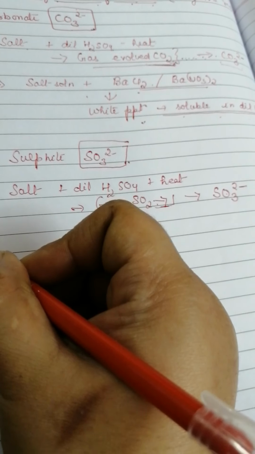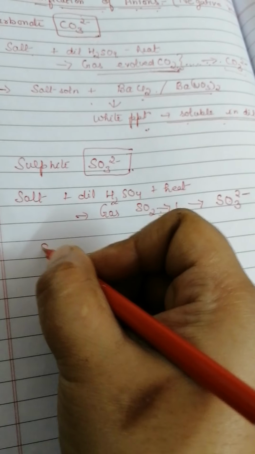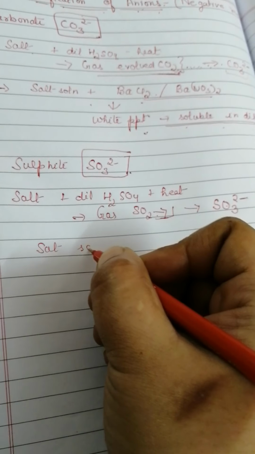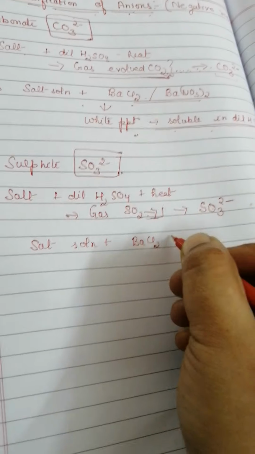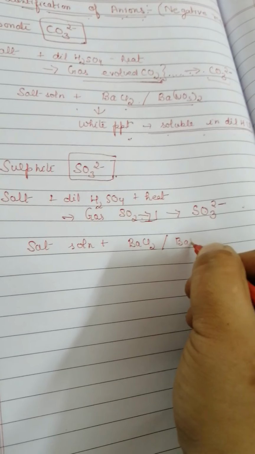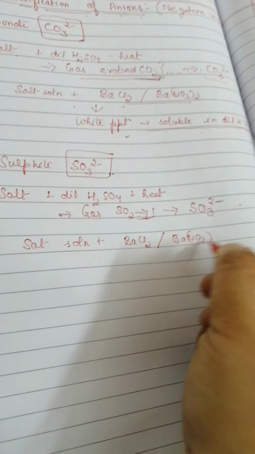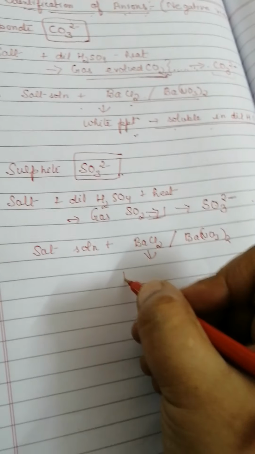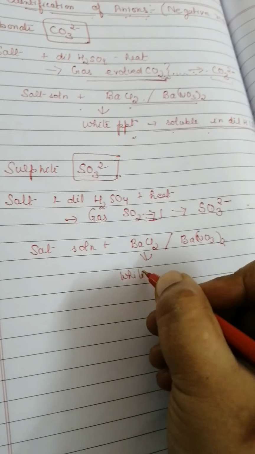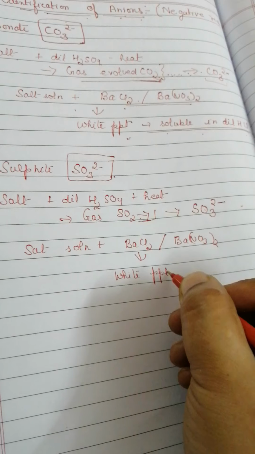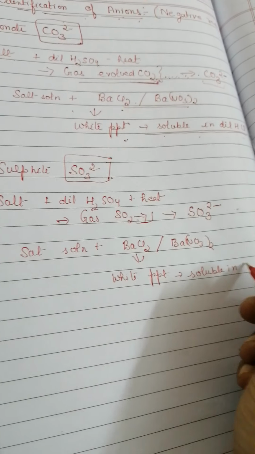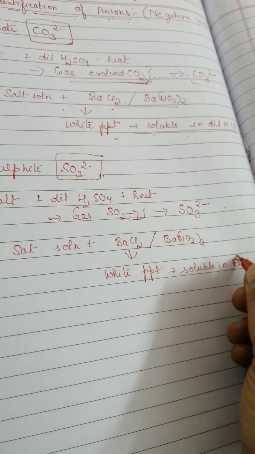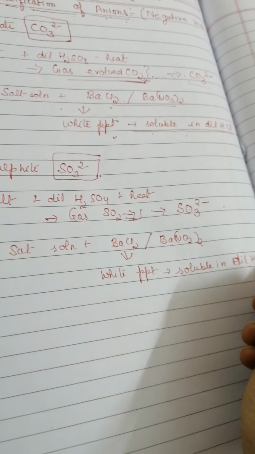Then in the same way we have another test for sulfite ion. To the salt solution, you add again barium chloride BaCl2 or barium nitrate Ba(NO3)2. This is quite similar to the carbonate one. You get a white precipitate which is soluble in dilute HCl. Again the same kind of thing.